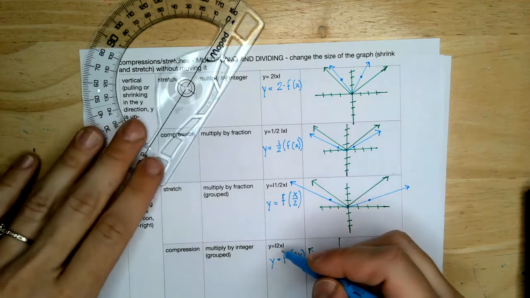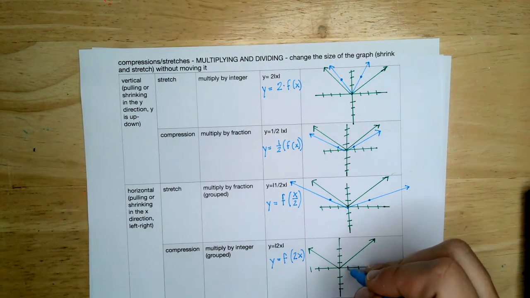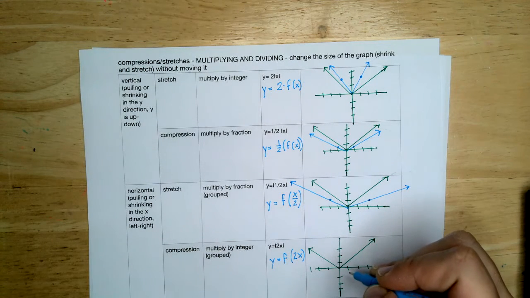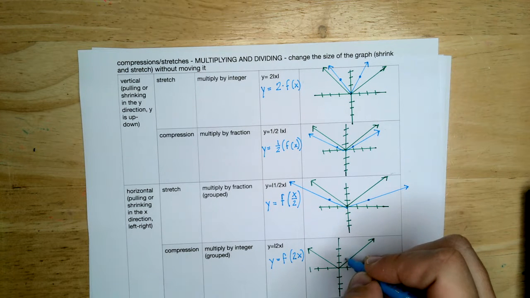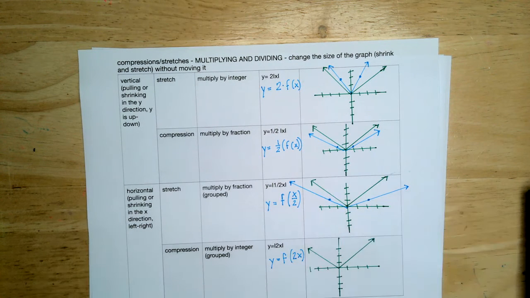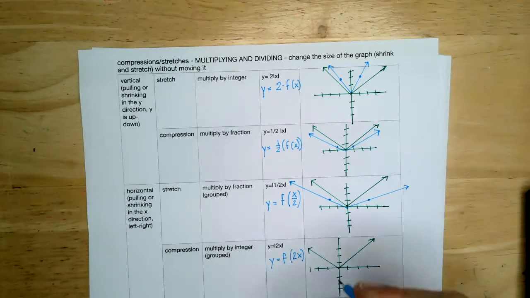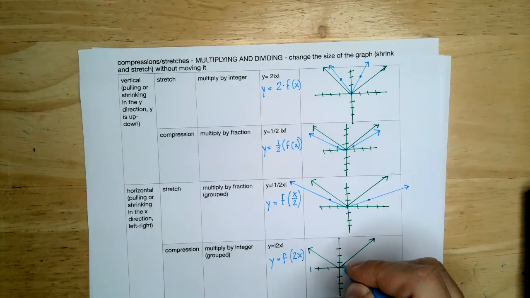And then 2x actually makes it narrower. So now the 1, 1 is now 1/2, 1.